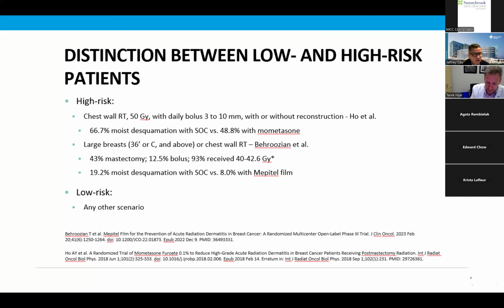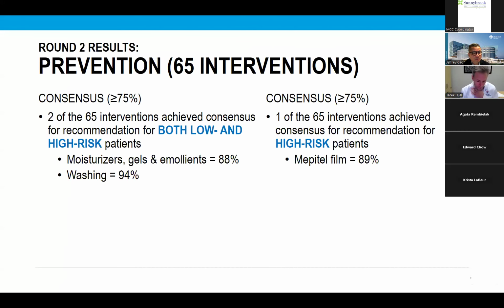And we left it subjective to people's interpretation of what is low versus high risk, as opposed to an a priori defined percentage risk or probability of dermatitis. So in round two, we split up the oil into distinct types of oil, olive oil being one of them, ultra emo oil being another, whatever that is, to be honest, and then other oil blends. And so we had 65 interventions. And what we found was there was consensus again in both the low and high risk settings for moisturizers, gels, and emollients, as well as washing. And consensus was achieved in the high risk setting only for Mepitel.